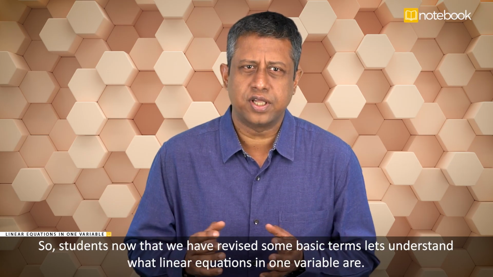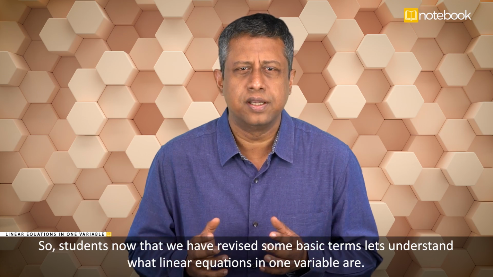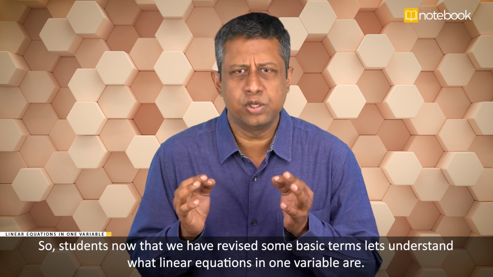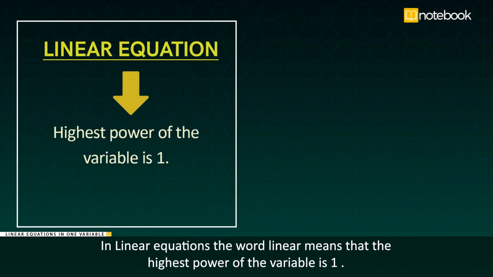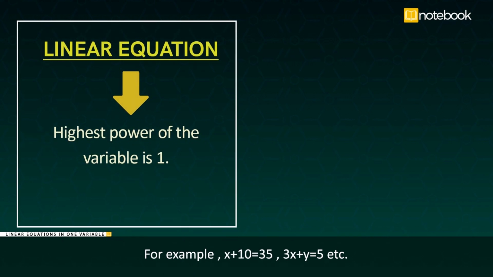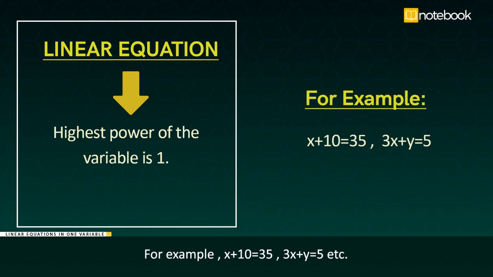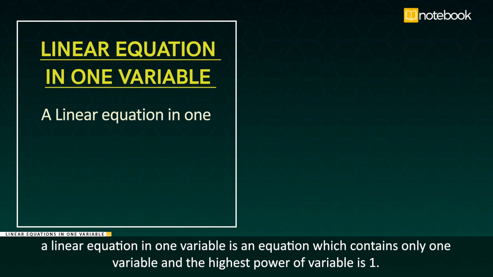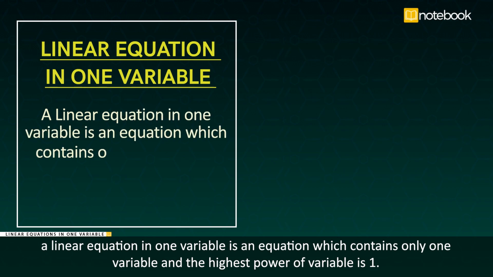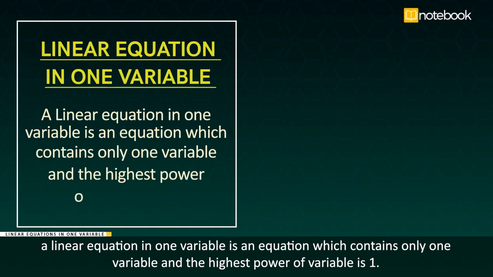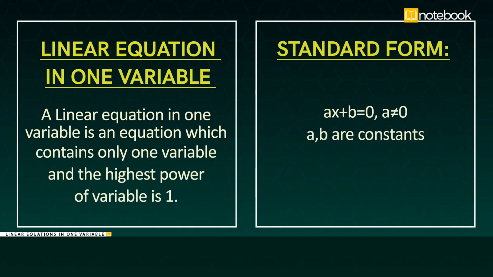So students, now that we have revised some basic terms, let's understand what linear equations in one variable are. In linear equations, the word linear means that the highest power of the variable is 1. For example, x plus 10 equals 35, 3x plus y equals 5, etc. Now, a linear equation in one variable is an equation which contains only one variable and the highest power of the variable is 1. Standard form of a linear equation in one variable, say x, is ax plus b equals 0, where a and b are real numbers and a is not equal to 0.